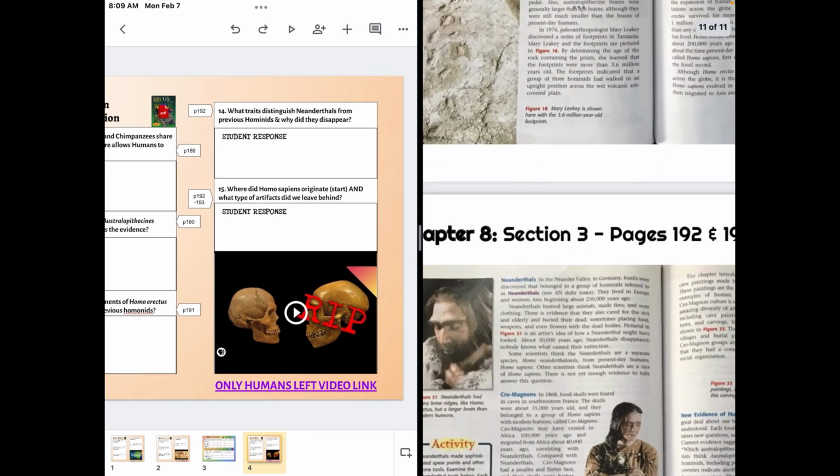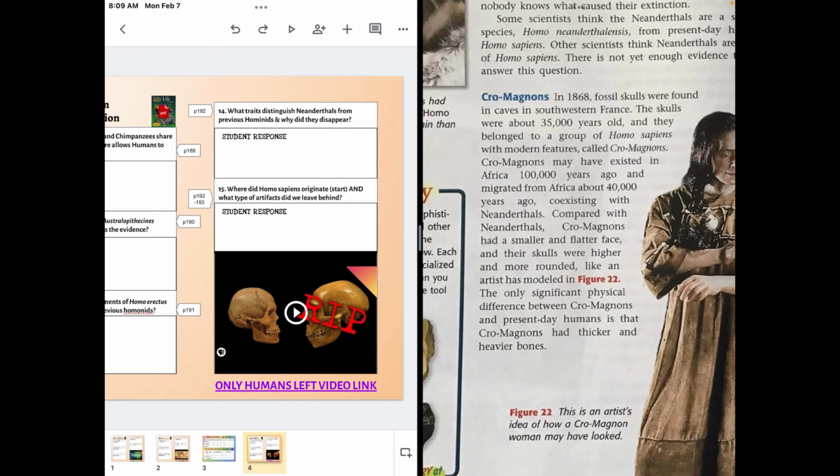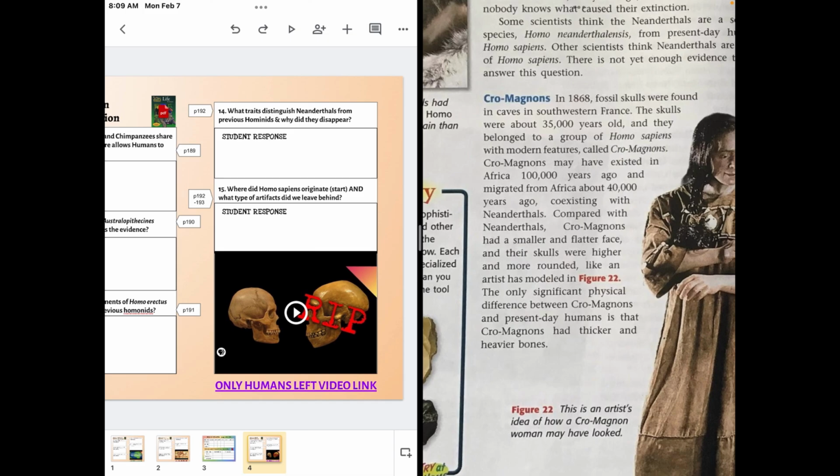Neanderthal did things that Homo erectus didn't. So we can't say things that Homo erectus was doing, like hunting large animals and building fire. We need new things. And so that's where we need to find Neanderthals. And then why did they disappear? We need to look there. And then where did Homo sapiens originate or start? We have to be very careful about that answer.